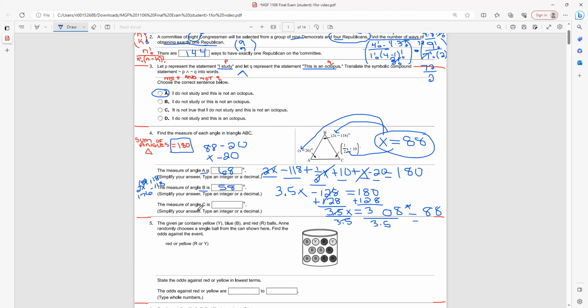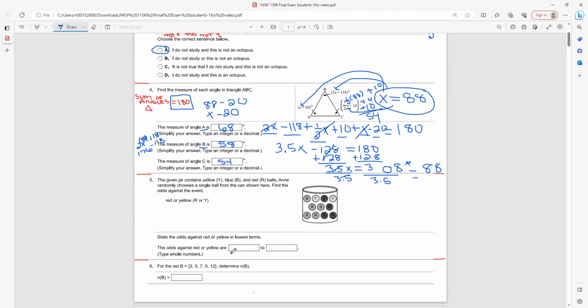And then for letter C, the value of angle C is 1/2 x plus 10. So that's 1/2 of 88, plus 10. And 1/2 of 88 is 44. So 44 plus 10 will give us the measure of angle C, which will be 54. So those are all of our measures, A, B, and C: 68, 58, and 54.